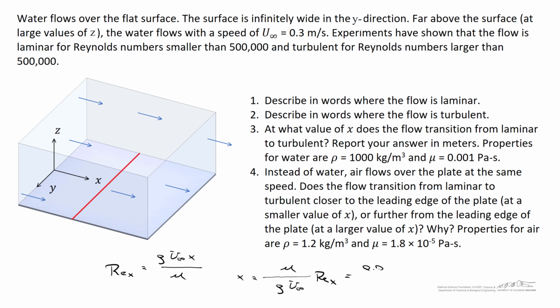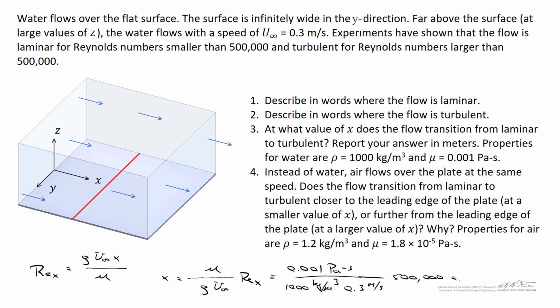We know that the dynamic viscosity for water is equal to 0.001 Pascal seconds, the density of 1,000 kilograms per cubic meter, times u infinity, which in this case the water is flowing at 0.3 meters per second. We multiply that by the critical Reynolds number of 500,000. We find that this value of x is equal to 1.7 meters. So for all values of x smaller than 1.7 meters, we'll find that the flow is laminar. And for values of x that are larger than 1.7 meters, we'll find that the flow is turbulent.